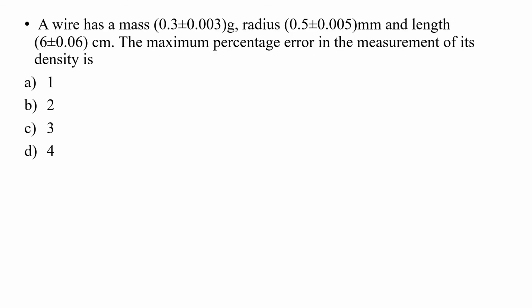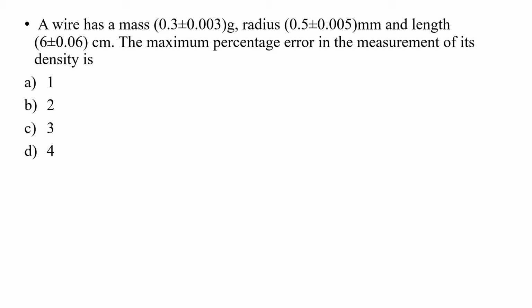The next question. A wire has a mass 0.3 plus or minus 0.003 gram with a radius 0.5 plus or minus 0.005 mm and length 6 plus or minus 0.06 centimeter. The maximum percentage error in the measurement of its density is dash.